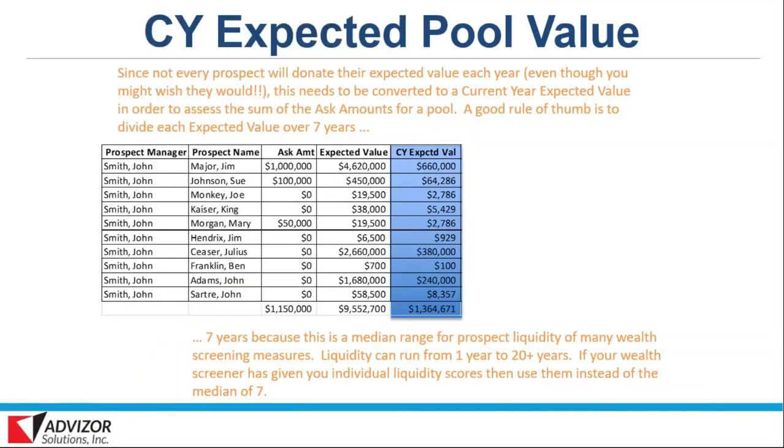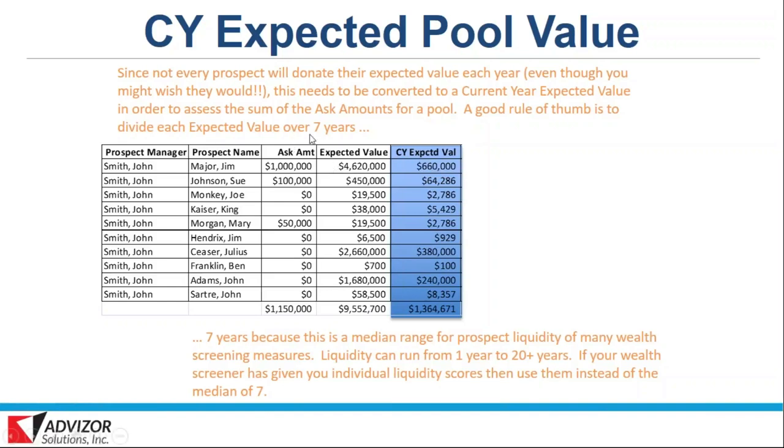Now let's look at this current year expected value. The idea here is not everybody's going to give this amount every year. They're going to give this over some period of time. Some people will give this year, some next year, some 5 years out. So there's a liquidity factor to this expected value that you divide the expected value by to get a current year expected value. Some of the rating companies will create a liquidity score, which you can use for this: 20 years, 10 years, 2 years, 1 year, 100 years probably too long. If you don't have it, generally we've seen in our work, 7 years kind of works. You might have to examine this to see whether it's actually working with what reality is. So maybe it's 10 years or 5 years or 12 years, but somewhere in that area.